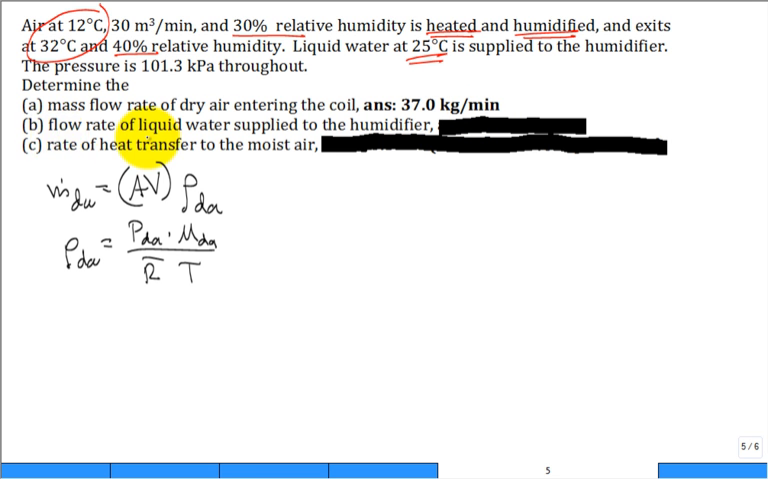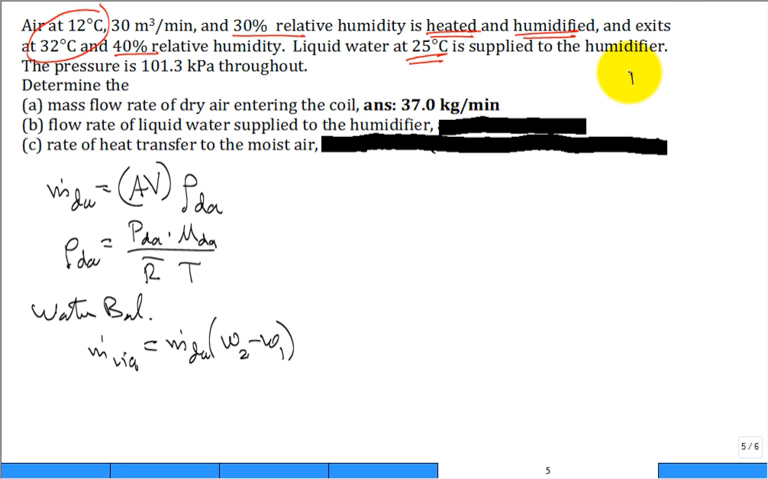What is the flow rate of liquid water supplied to the humidifier? How do I find that supply of liquid water to the humidifier? If you do a water balance, basically the m dot liquid coming in is equal to the mass flow rate of the dry air times the difference in omegas, humidity ratios. It's going to go out higher than it came in.